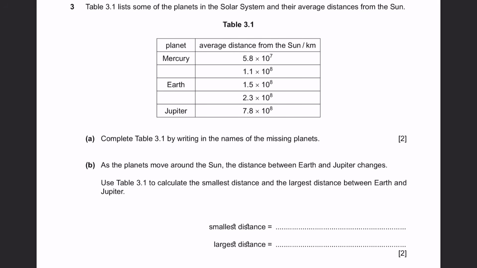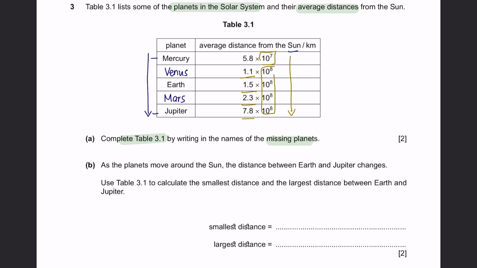Question 3. Table 3.1 lists some of the planets in the solar system and their average distances from the Sun. From Table 3.1, we can see that the average distance from the Sun is increasing as it goes down. Part A. Complete Table 3.1 by writing the names of the missing planets. If the distance from the Sun is increasing, this means that the order of the planets here should be from the closest to the Sun to the most distant from the Sun. After Mercury is Venus, and after Earth is Mars, followed by Jupiter.